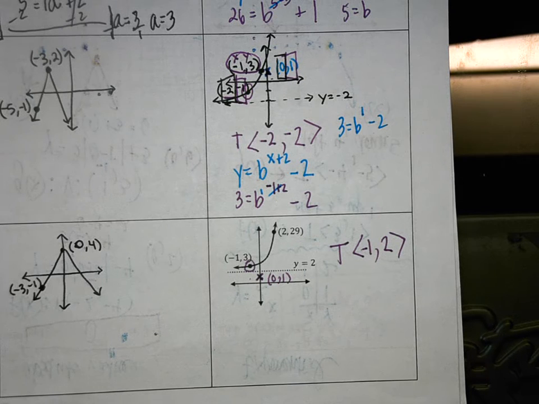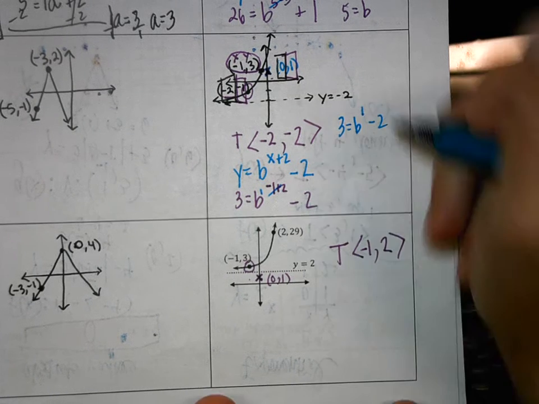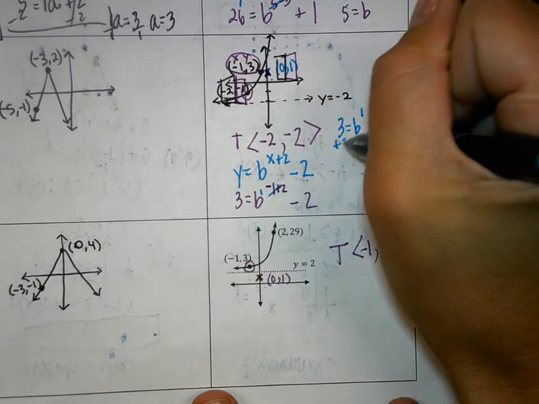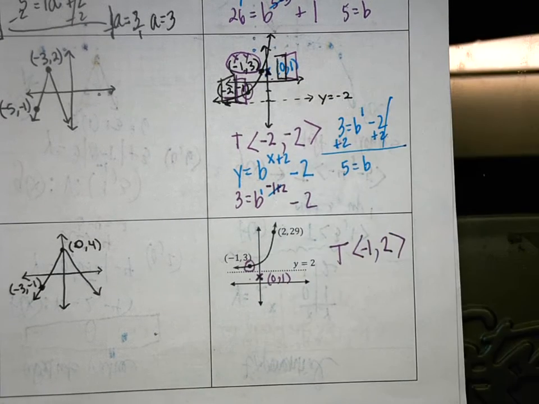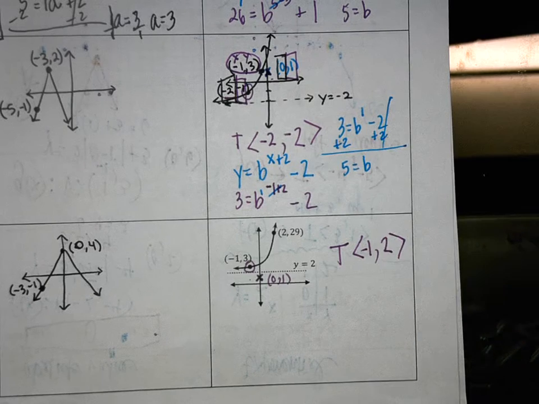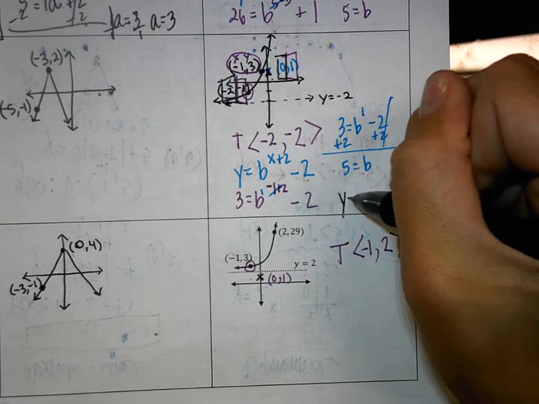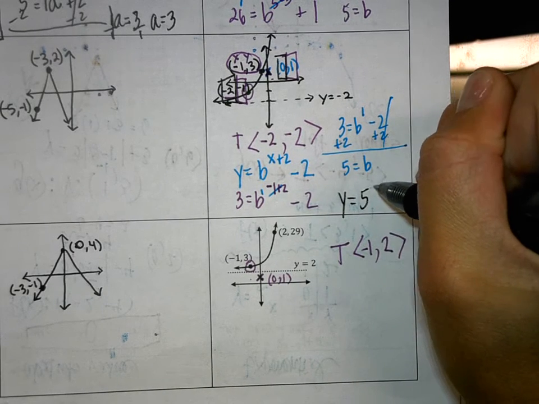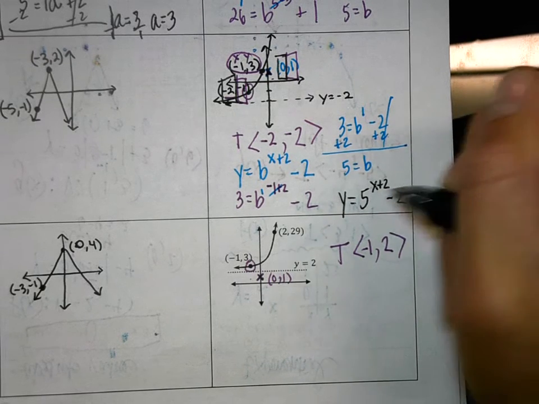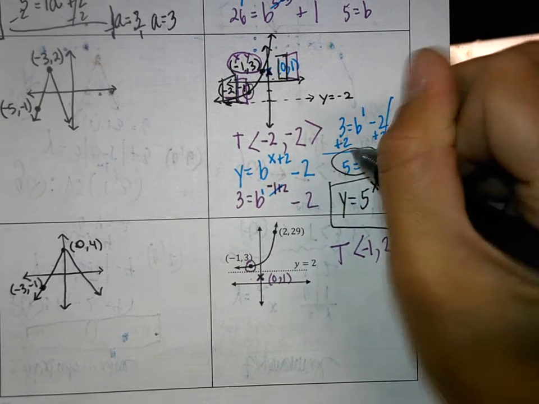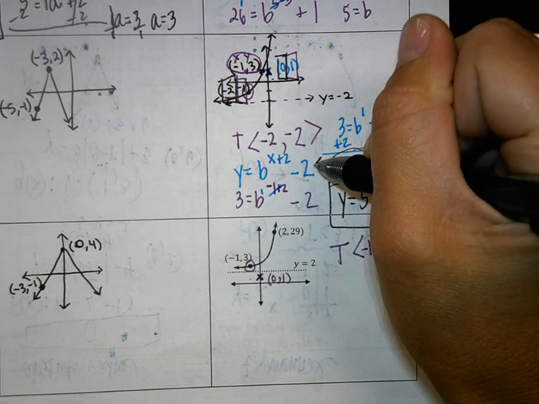What would you do next to solve? Good. Add 2. So we add 2 and we end up getting 5 equals b to the first. And we know that b to the first is the same thing as just writing b. Okay? And so this equation, we end up writing it as y equals 5 to the x plus 2 minus 2. So all we do is take that information and plug it into the equation we started.